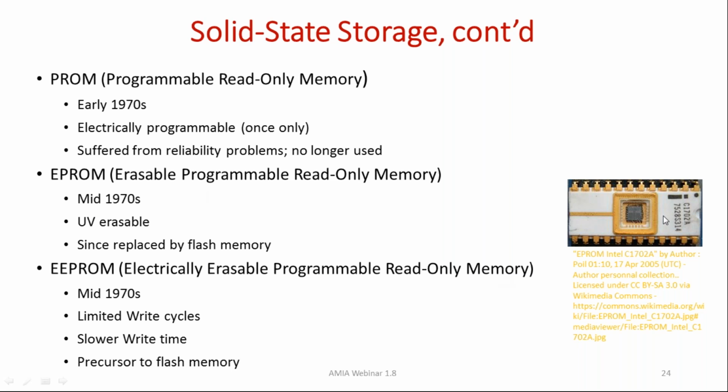So now we didn't have to shine ultraviolet light on it, but it had a limited number of write cycles, in the neighborhood of 10,000. So it couldn't be used for memory that's constantly changing. And it had a write time that was about 100 times slower than that for SRAM or DRAM. But it was the precursor to flash memory.